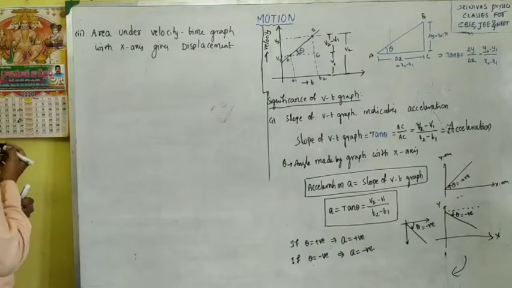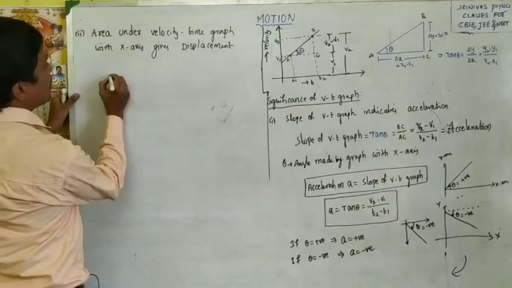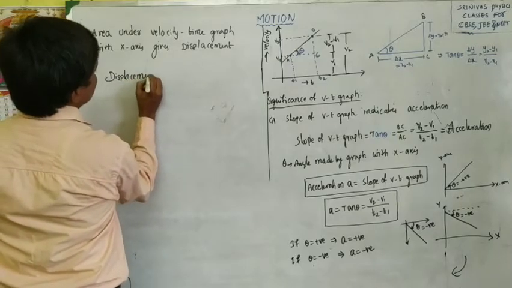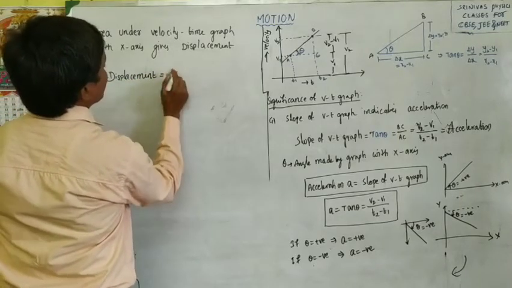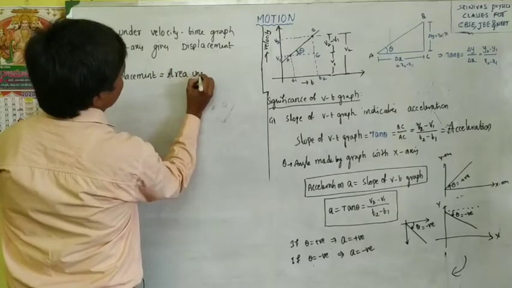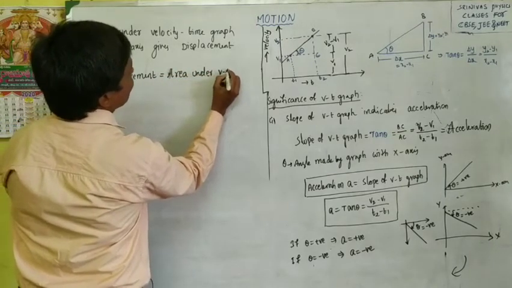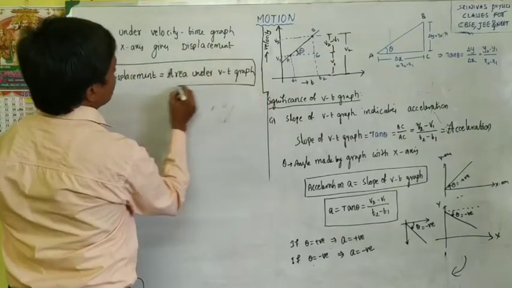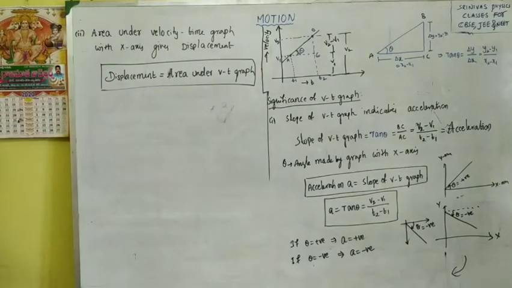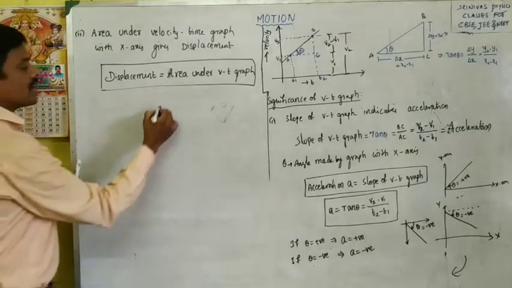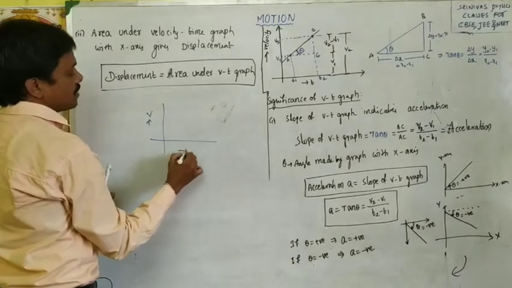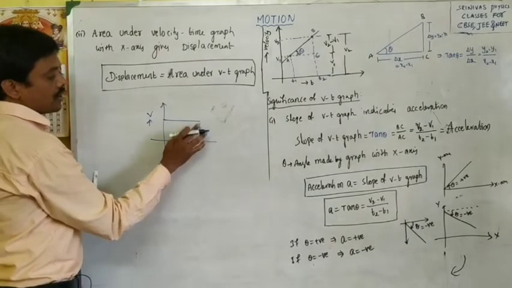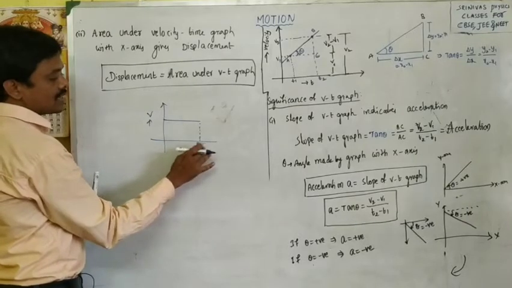If you find the slope, it will give the acceleration, and if you find the area, it will give the displacement. That means displacement is equal to the area under the velocity time graph. If you find the area under the VT graph, then we will get the displacement. How will you get it? For example, this is a VT graph, a straight line for uniform velocity.